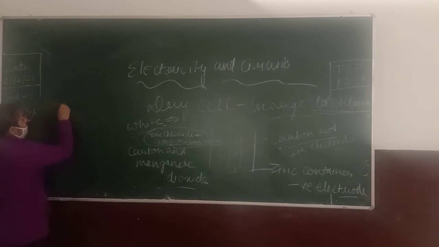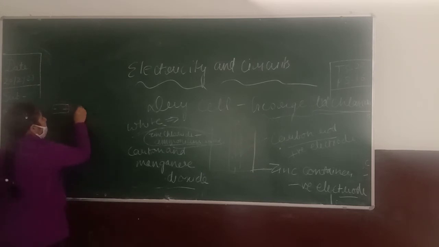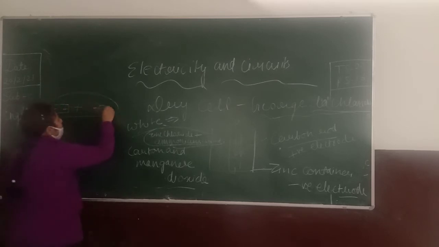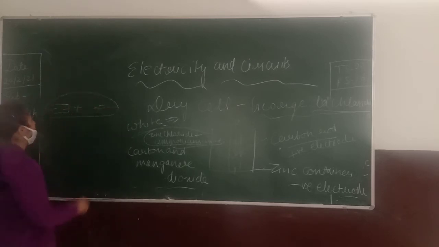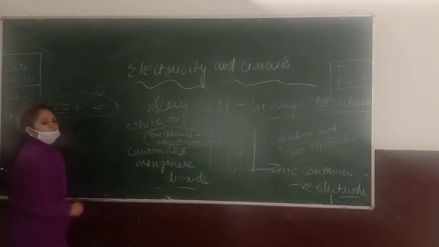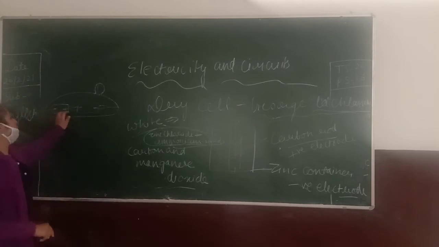Let me show you. They are always connected with opposite terminals. For example, this is a positive terminal, this is a negative terminal. So always this will be a negative terminal, this will be a positive terminal. If you connect like this, then the circuit will complete and the bulb will glow. The bulb will glow only when the two cells are together like this.